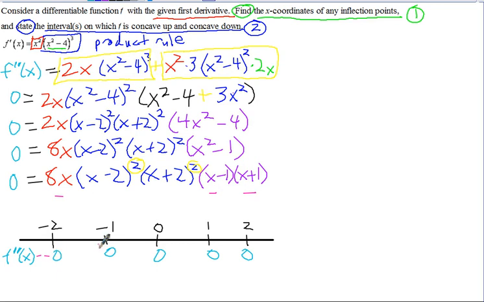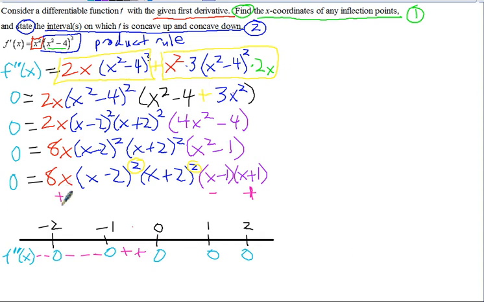Test -1.5. -1.5 times 8 is negative. -1.5 minus 1, negative. -1.5 plus 1, still negative. 3 negatives still multiplied together, still negative. Here you can test -1/2, between -1 and 0. So -1/2 times 8 is still negative. -1/2 minus 1, negative. And -1/2 plus 1 is finally something that changes to positive. 2 negatives times a positive is positive.